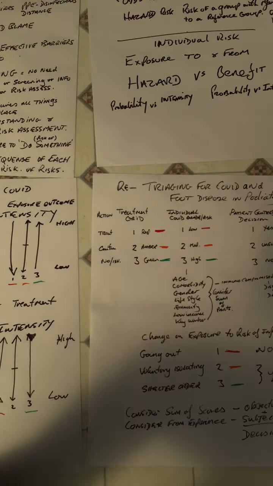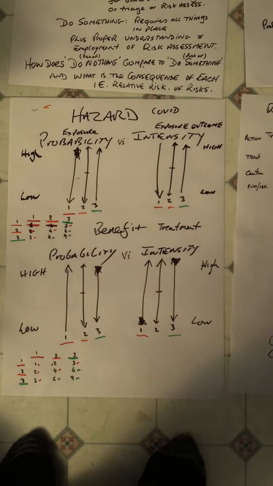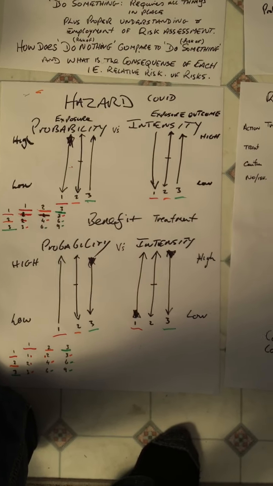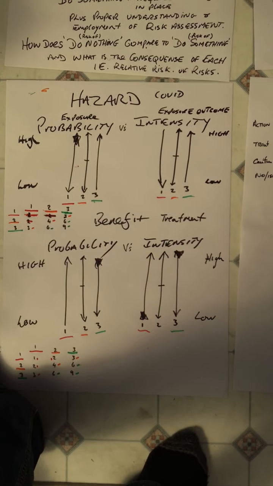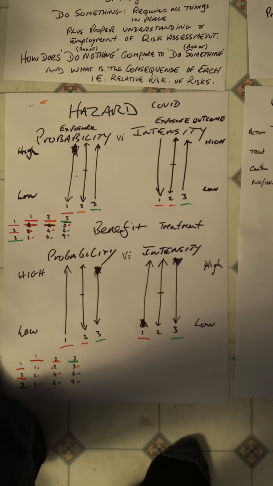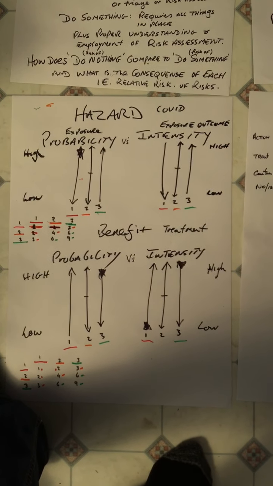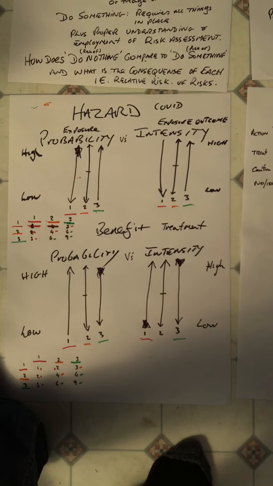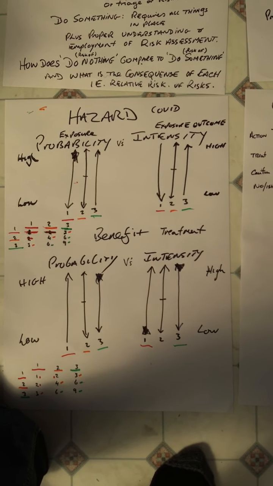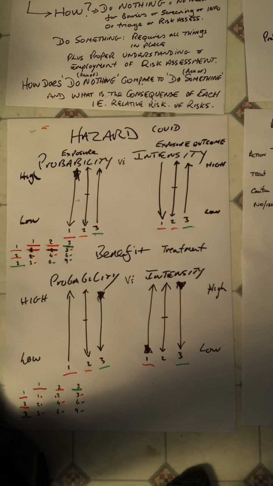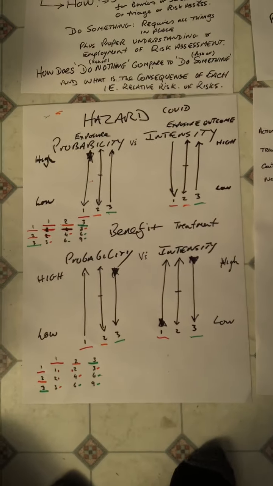So just coming back to that hazard, risk and benefit. If we put two things into the hazard of COVID and the benefit of treatment, we can look at that in terms of probability and intensity. What's the probability of the hazard occurring, and if it does, what's the intensity, the outcome of that? So we can put it into scores of 1, 2 and 3. I've done it like that because it ties in with the 1, 2, 3 red, amber, green of the treatment grid.